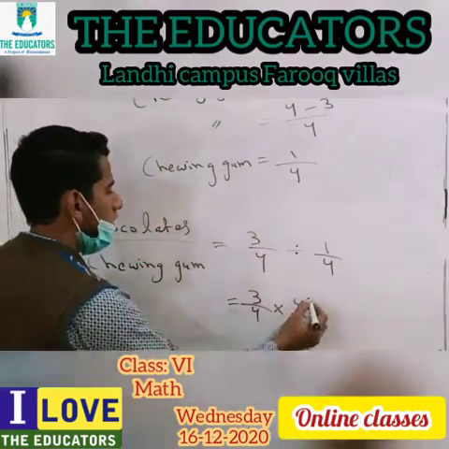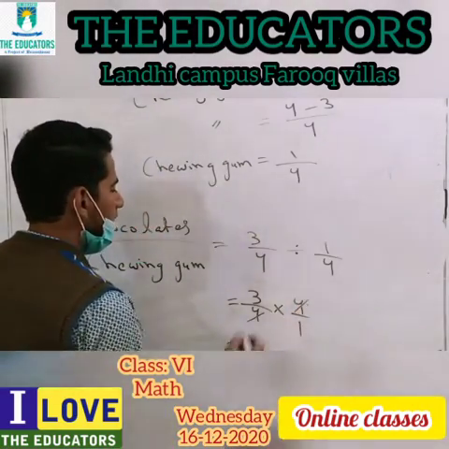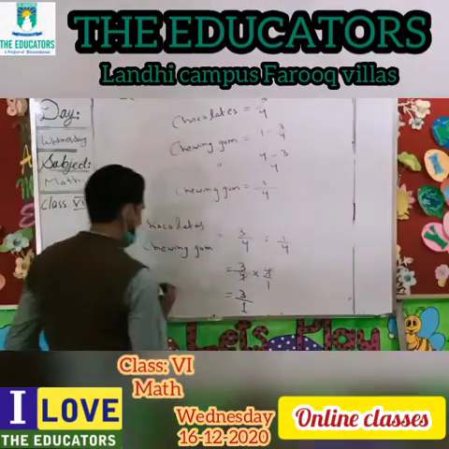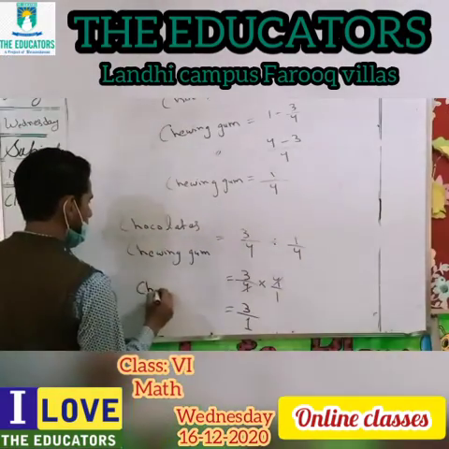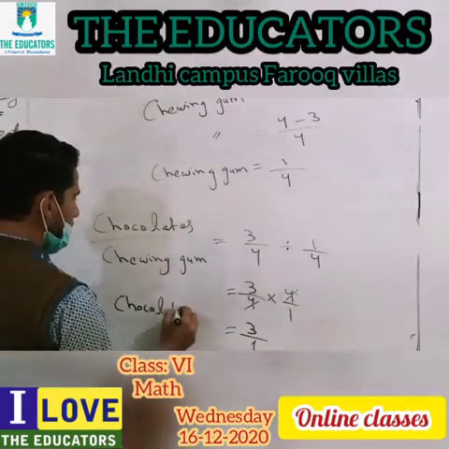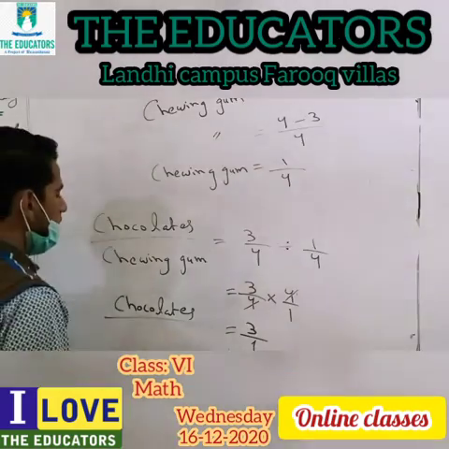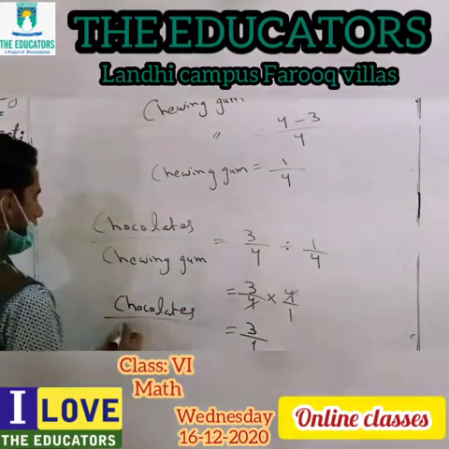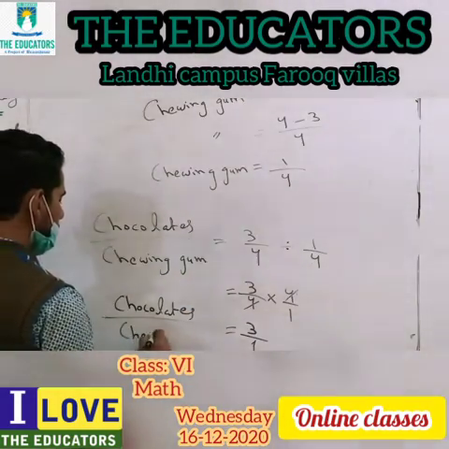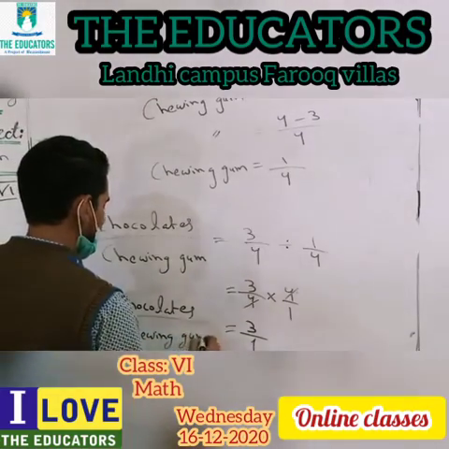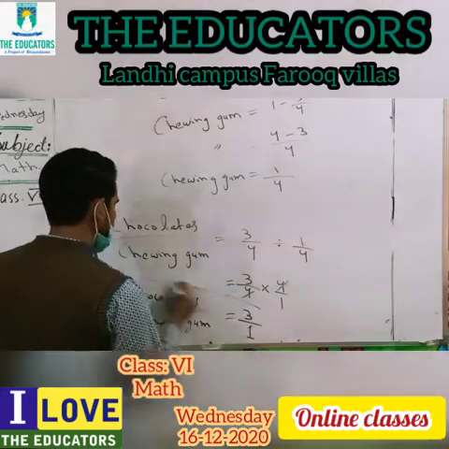So 4 and 4 get cancelled. We are left with 3/1. So that is the ratio of the amount of pocket money Samina spends on chocolates to chewing gum. So that is the ratio for chocolates to chewing gum. So that is our answer, 3/1.